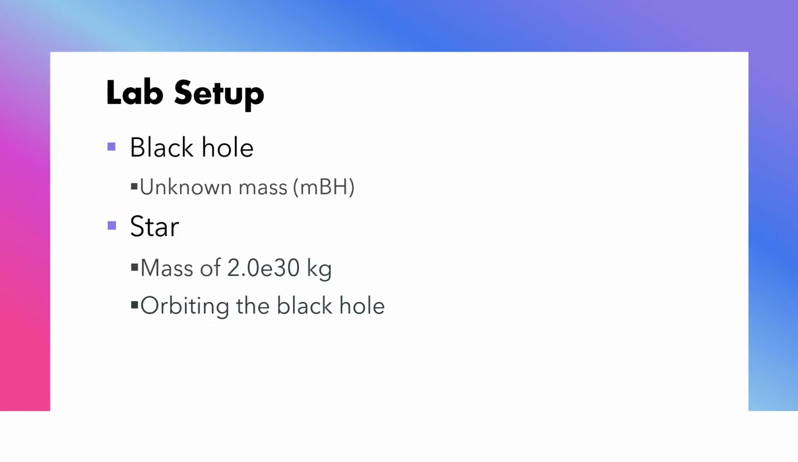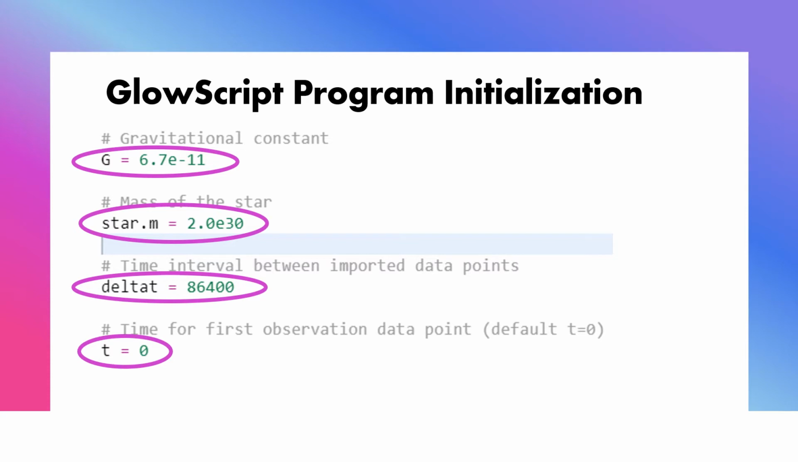The system I will be modeling consists of a black hole of unknown mass located at the origin and a star with a mass of 2 times 10 to the 30th kilograms orbiting it. The position of the star was generated in the starting code based on my email address with a seed. I initialized my GlowScript program with the given mass of the star, the universal gravitational constant, the delta t, which is the time in a day in seconds, and the starting time t equals 0.